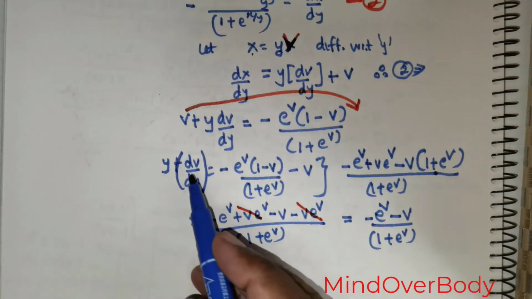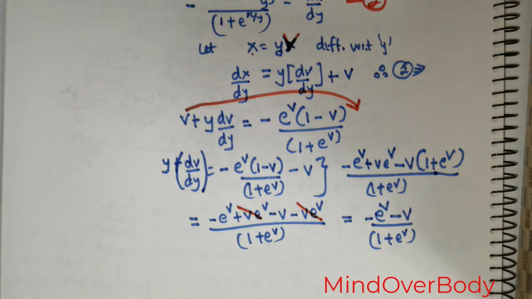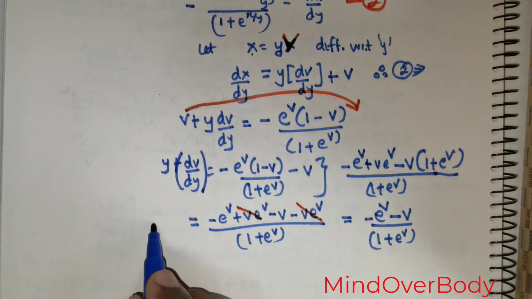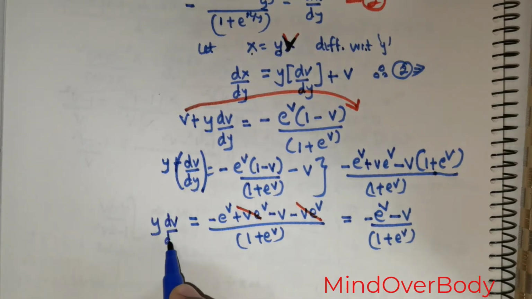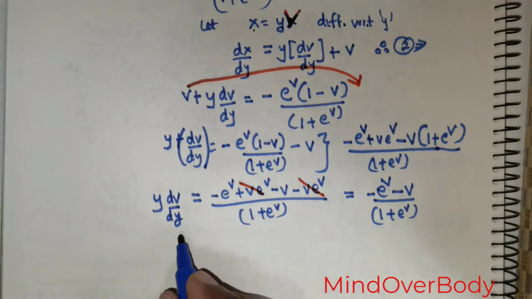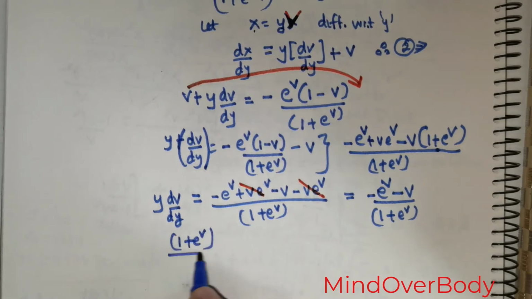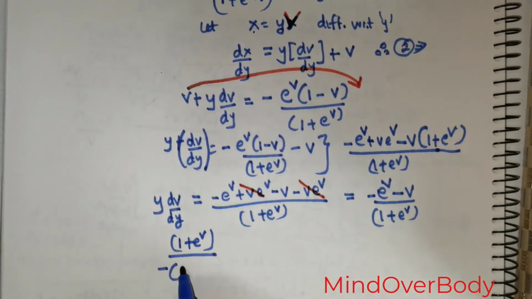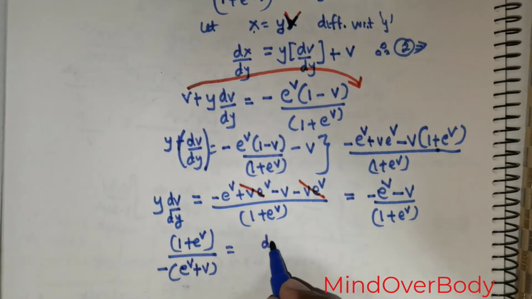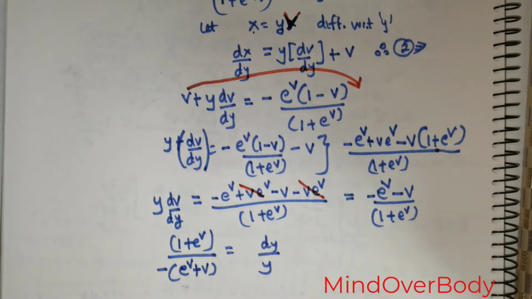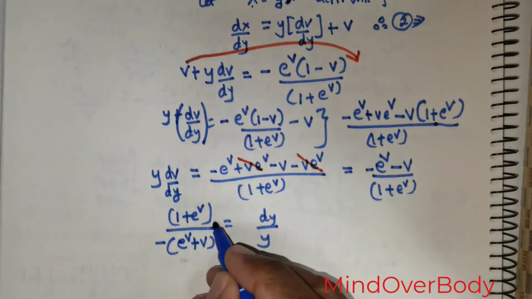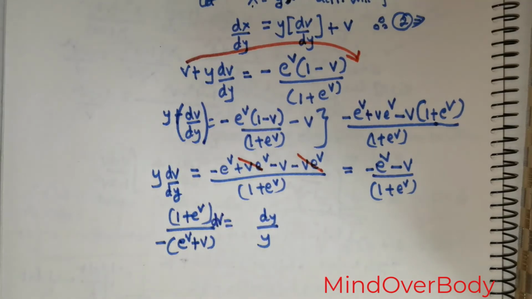So it's y times dv over dy. So now on the left hand side we have got y times dv over dy. Now we will have to make some rearrangements. If I were to move them, this is going to be 1 plus e raised to the power of v divided by, if I were to take a negative sign out, e raised to the power of v plus v, is equal to dy over y, right? Of course there should be a presence of dv there. I place that dv. Now I can integrate them.